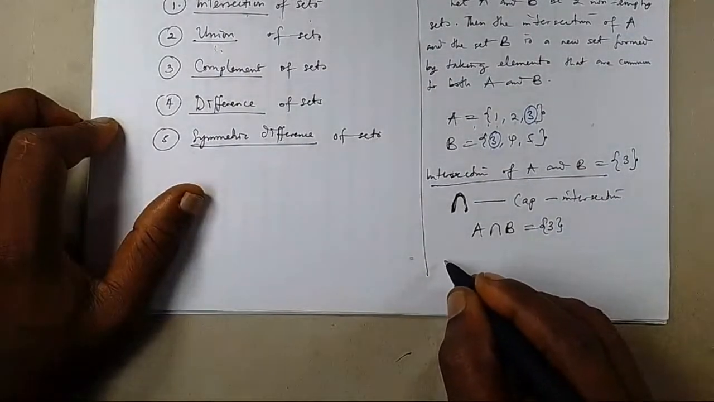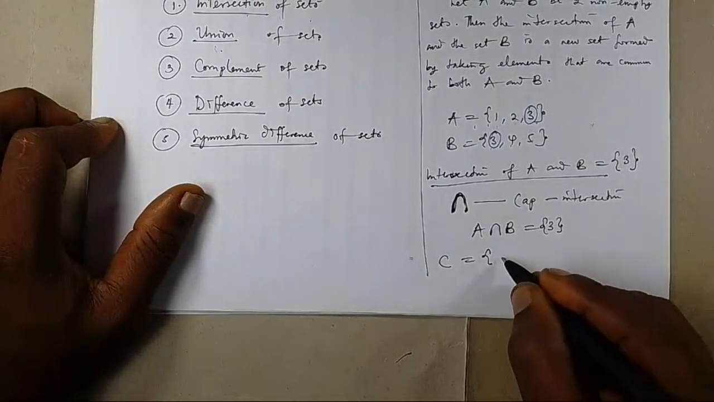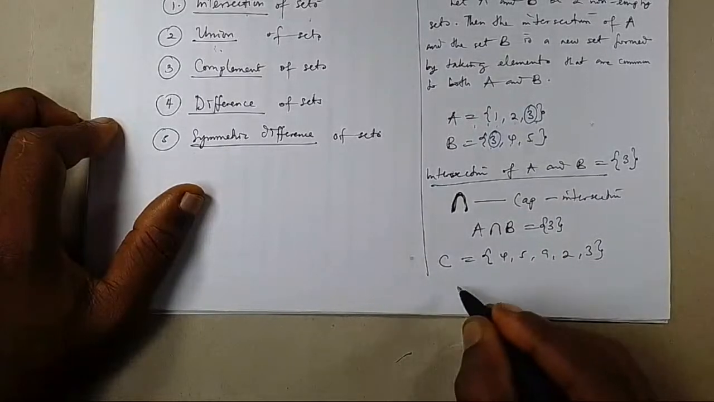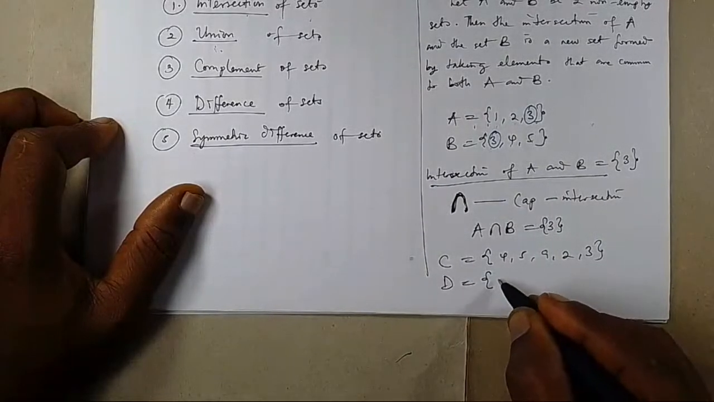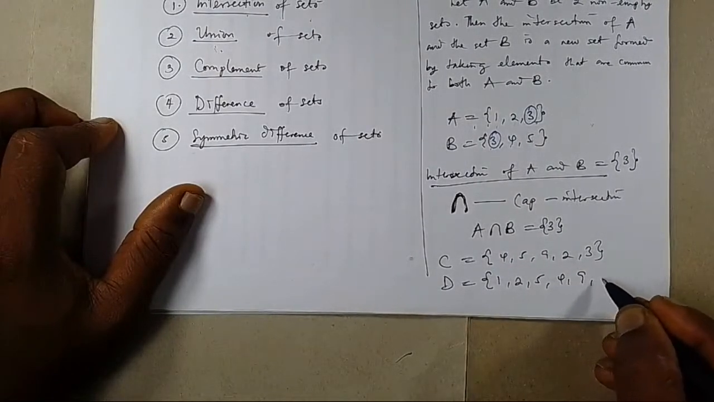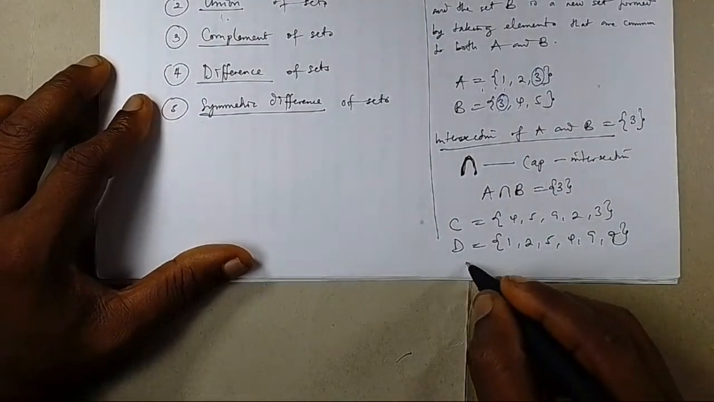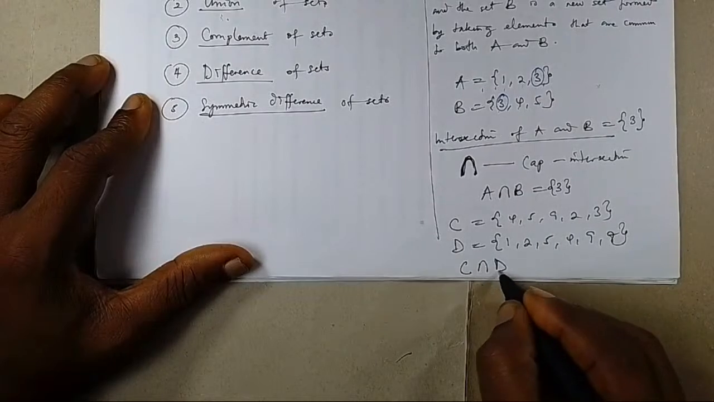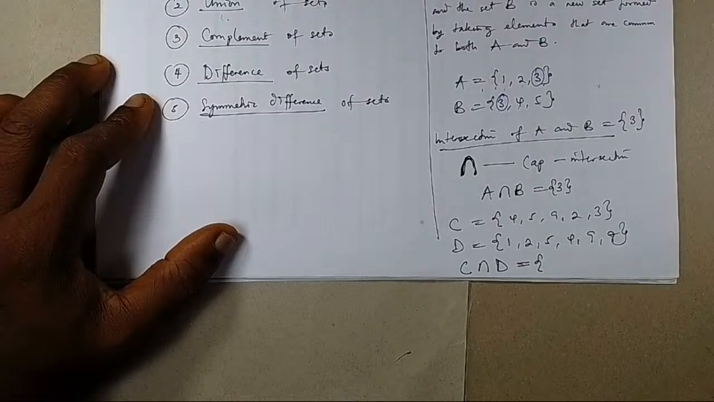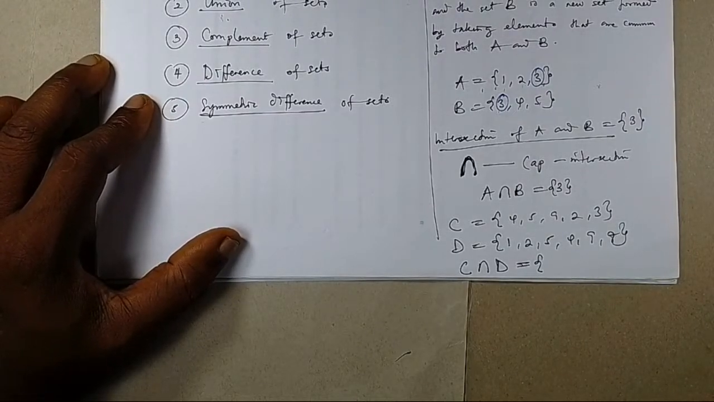Let us look at another example. Let's assume that I give you a set C that contains 4, 5, 9, 2, and 3. And I give you another set D that contains 1, 2, 5, 4, 9, and 7. Now, looking at these sets, what would you call C cap D? C cap D will be the set, the intersection of the two sets. It will be a new set that contains elements that are found both in C and D.